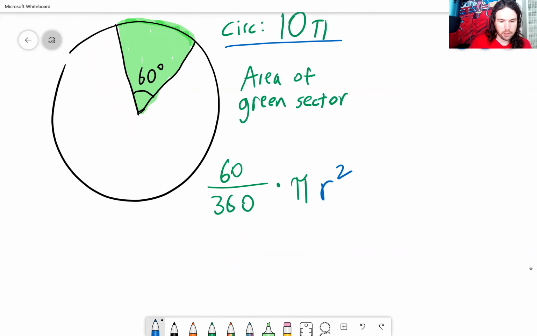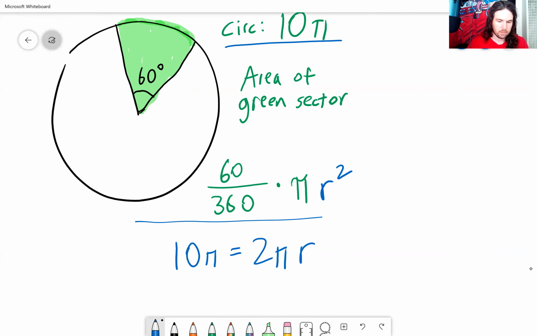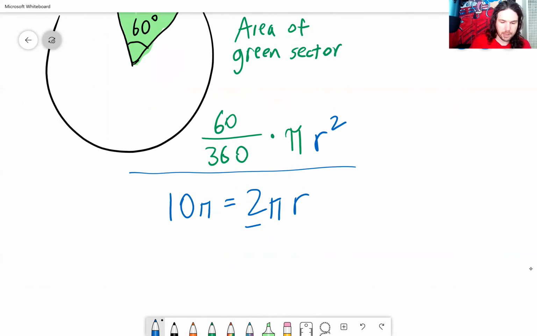Well, if we remember that circumference, which is 10 pi, is equal to 2 pi times the radius, well, now we can solve for r. Divide both sides by 2 pi. Pi's cancel. 10 cancels with 2. We end up with r equals 5.